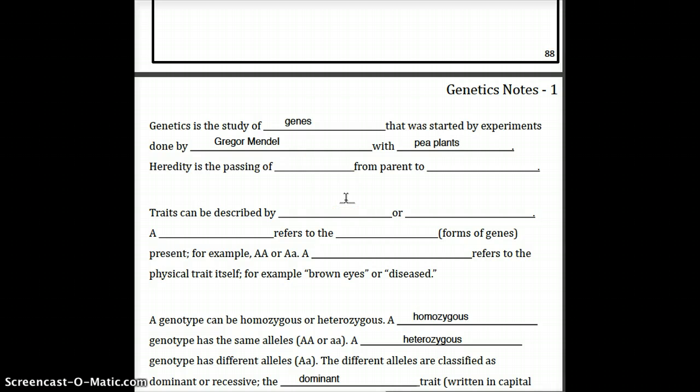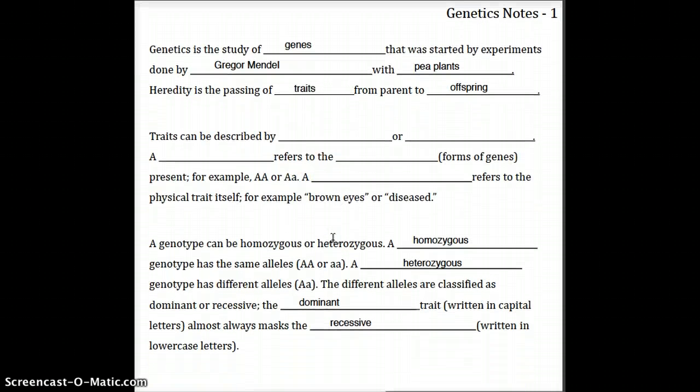Now, heredity is the passing of traits from parents to their kids, right? Just like you guys inherited some traits from your parents, pea plants are also going to pass on their traits to their offspring. Right. So traits can be described by their genotype or, and hopefully you guys remember this, by their phenotype.